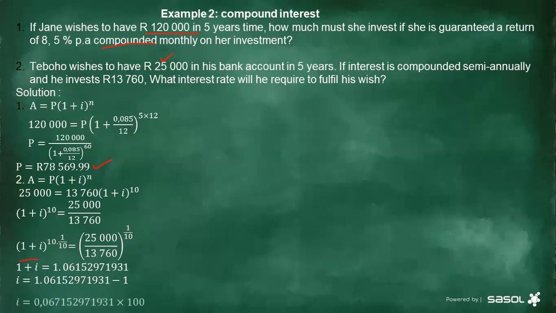Then you minus both, then you times with 100 so that we can see in terms of percentages, it's going to be 6.7%. That is the interest that this person needs to have in order to have this 25,000 in his bank after 5 years.